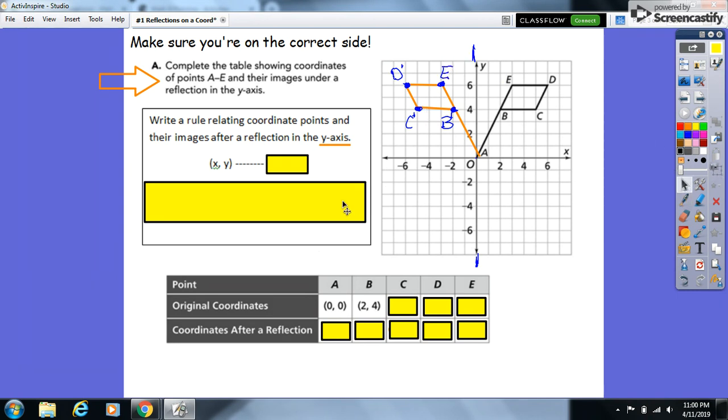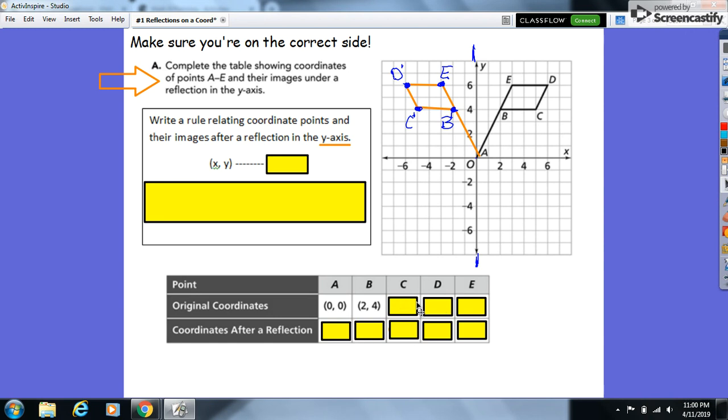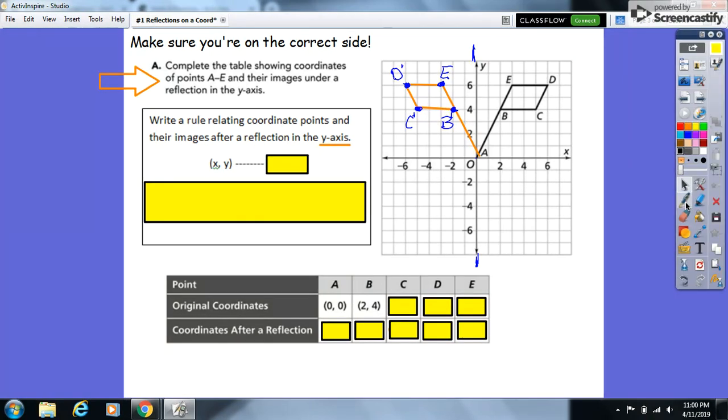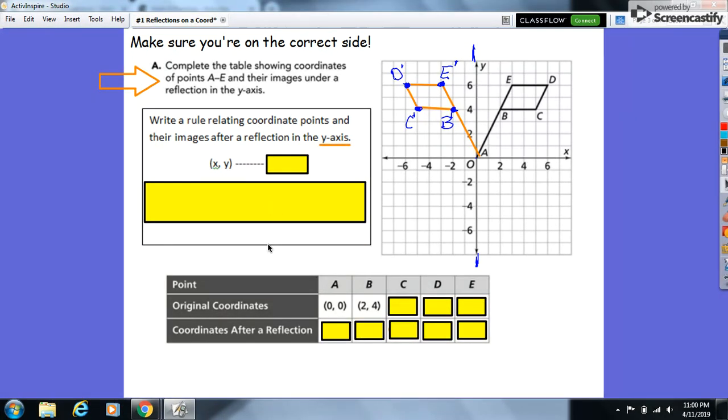So here's what I want you to do now. Look down at this table. I want you to pause this video, and I want you to go ahead and write the ordered pairs for each of these sets of points, the original and the image. Pause this video now, take care of that, and then come back and check your answers.